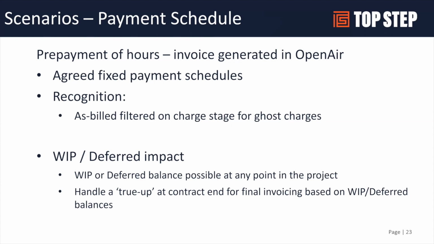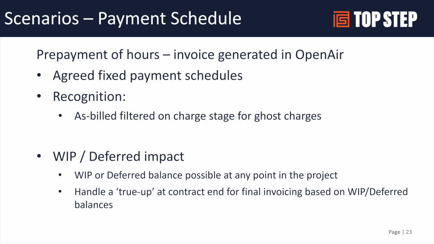So from a revenue recognition perspective, we would recognize revenue based on the charges going into that ghost charge stage each month. And so you could have a WIP or deferred balance at any point. In some months you may bill $5,000, but only do $3,000 in work. And in the next month you could have a spike in hours, but a steady billing scenario. So you could go the other way. So your WIP and deferred will go up and down.